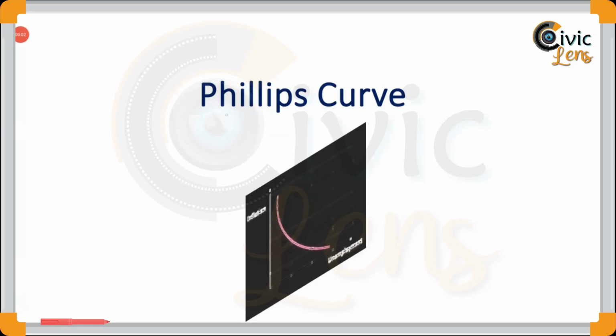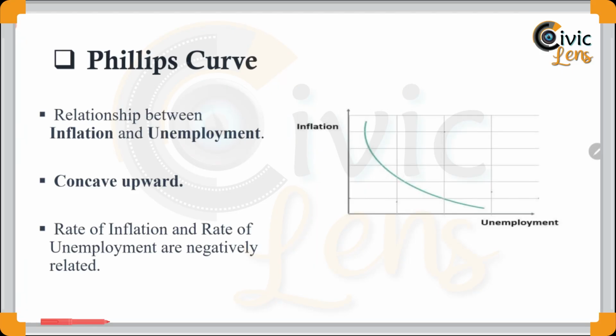Friends, in this video, we will learn about the Phillips curve, which is an important curve in economics. So, let's first get the basics of the Phillips curve. It basically shows the relationship between inflation and unemployment. A typical Phillips curve looks like this, the line shown in blue color here. And as you can see, it is concave upward. The shape of the curve is concave upward.